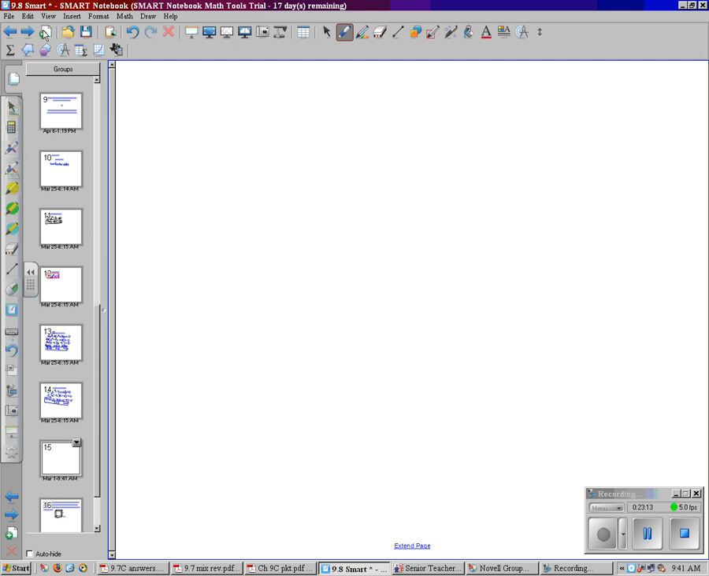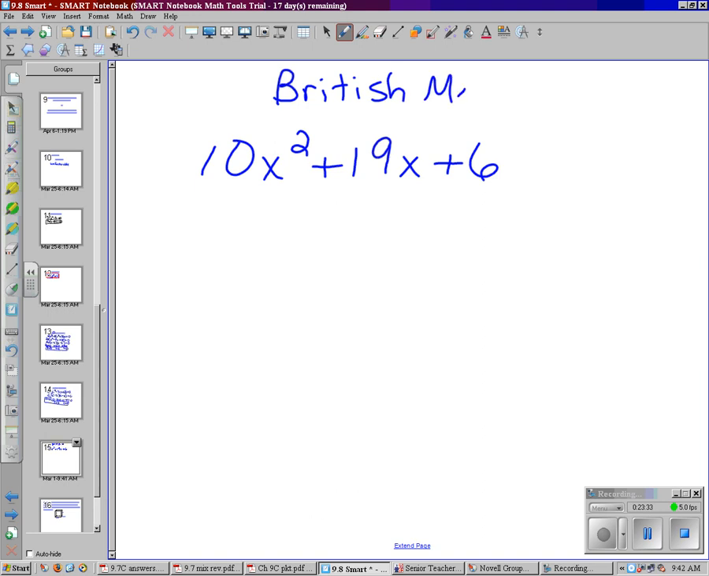All right, British method, here we come. I want a good problem here. 10x squared plus 19x plus 6. This is the British method. So, can we do this? Can we do the British method instead of checking? Yes, you can use the British method. Once I've taught it, on our test, we can do this. You can.